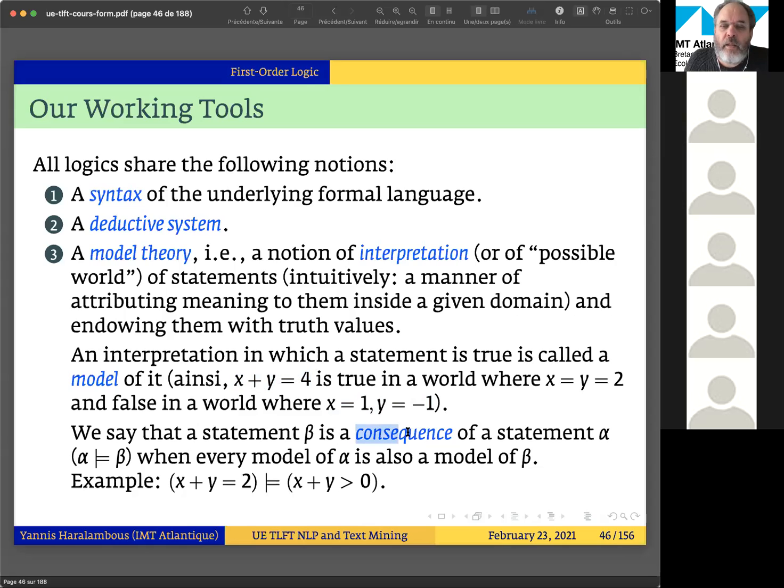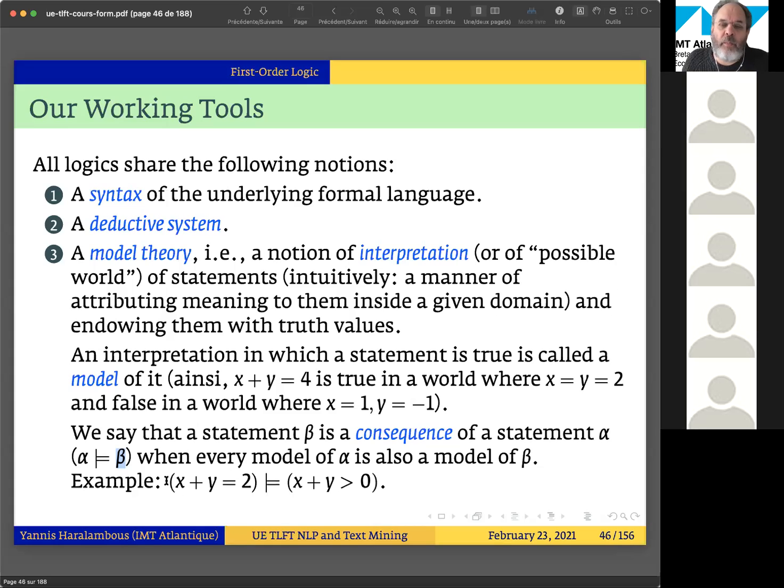And we will say that a formula is a consequence of another formula if every model of the second is also a model of the first. So beta is a consequence of alpha if every model of alpha is a model of beta. What does this mean? It means that in every world, in every situation where the first one is true, the second one has to be true as well.